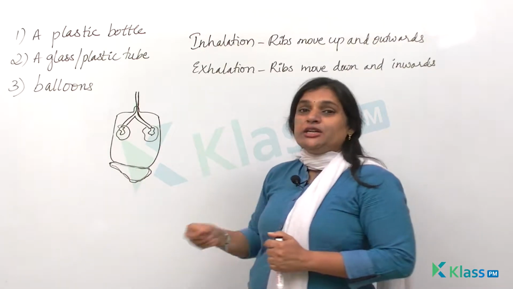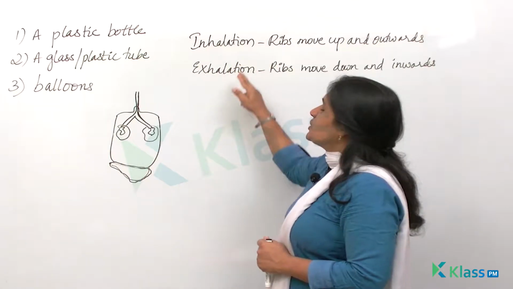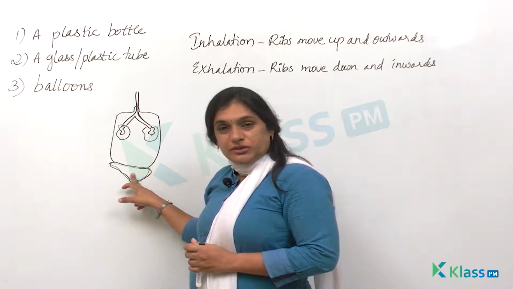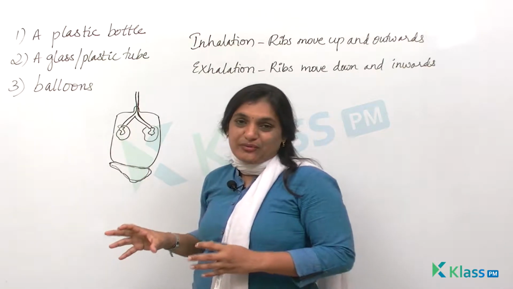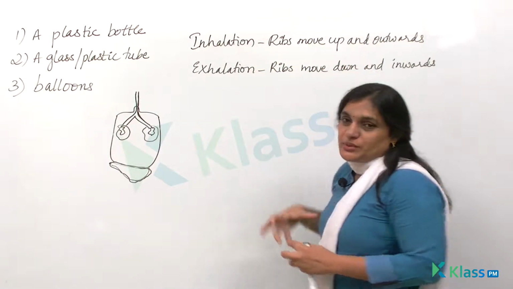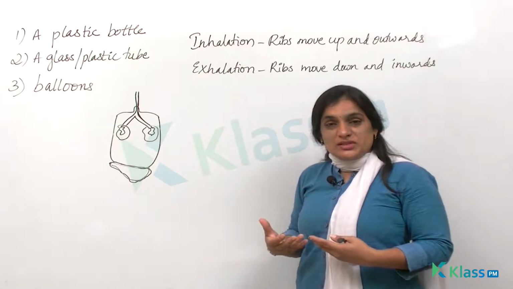We know that during respiration there are two important stages, inhalation and exhalation. So this balloon tied at the bottle will act as the diaphragm. We know that the ribs move up and outwards, whereas the diaphragm moves inwards when you breathe.